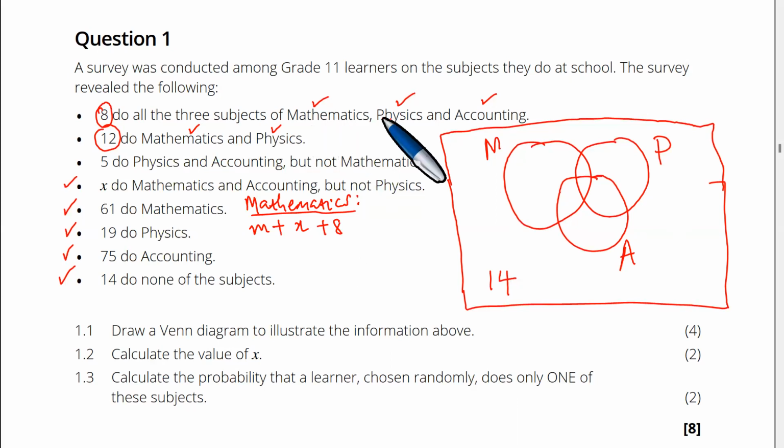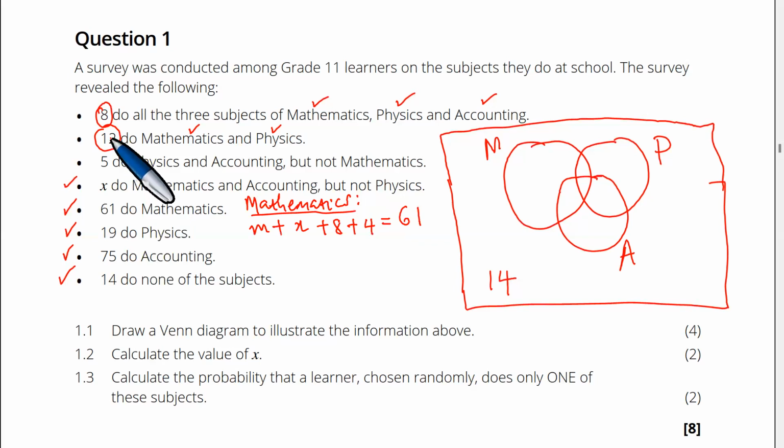They do all three, the math, physics, and accounting. So they do math. So we're looking at mathematics. And then we have also the students that are 4, okay, that actually do mathematics. Right, because you have that 12 students do mathematics and physics. So if you look at the math and physics, there are 12 students that do mathematics and physics. Right. So that means, therefore, here you would have a total of 61 students that do mathematics.